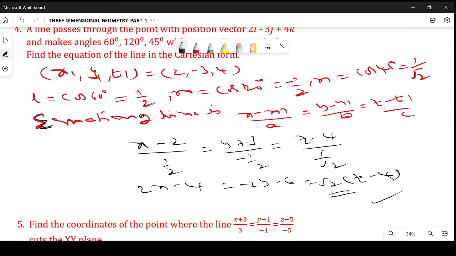I hope you understood this. Up to question number 4, any doubt you have, you can ask me and I can explain again. Yes, fine Tanish, good.